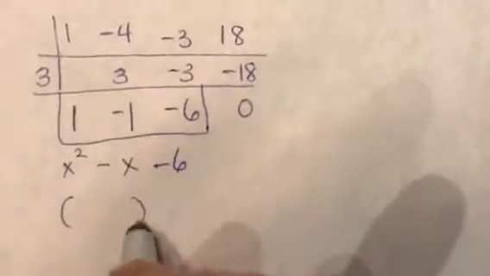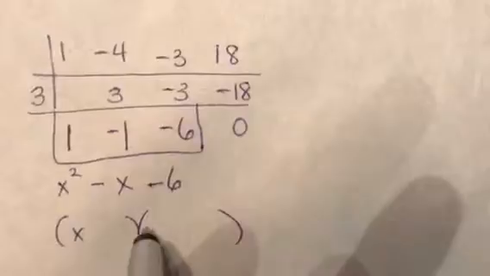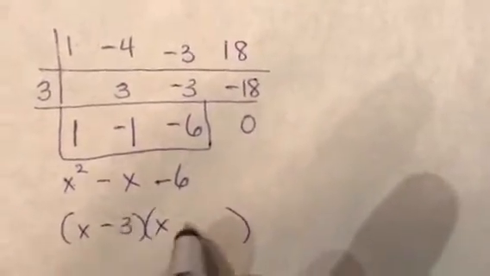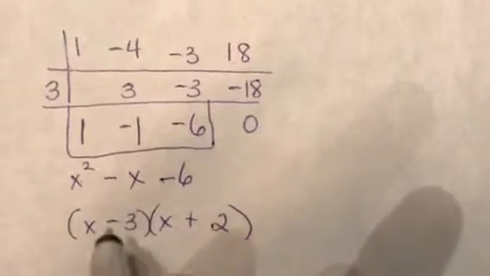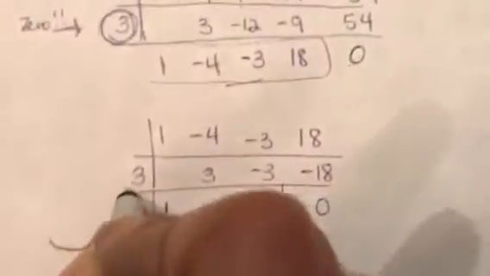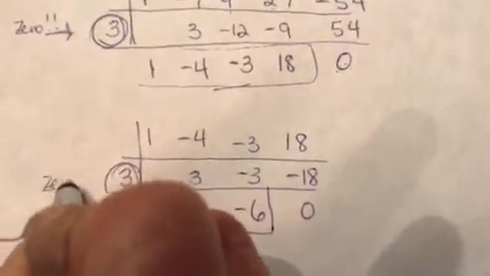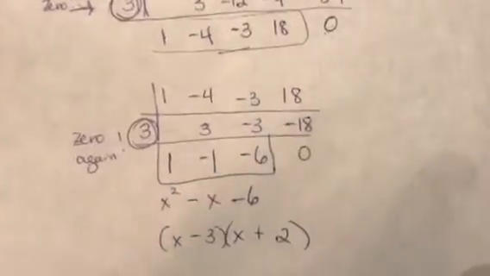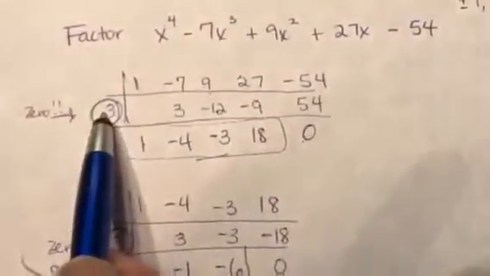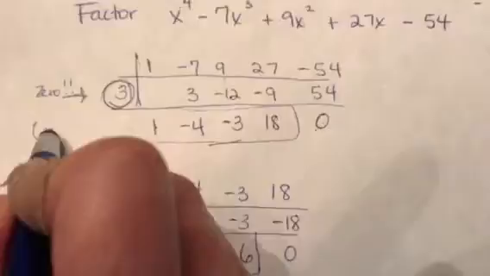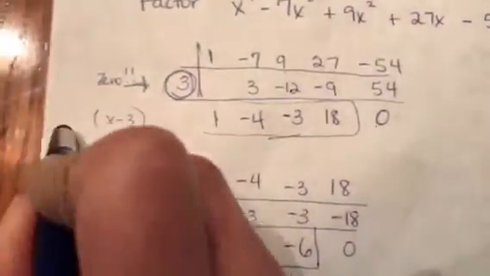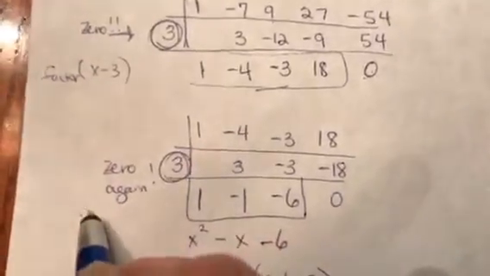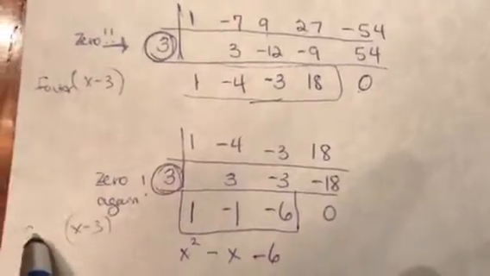But you know what? I can factor this, because x times x is x squared, and I know factors of negative 6 that will add up to negative 1. So that is this factored. And by the way, this is a 0 again. So look at here. If this is a 0, then x minus 3 is a factor. This is my factor. Some of this is just terminology. Again, if 3 is a 0, x minus 3 is a factor. These are my factors.